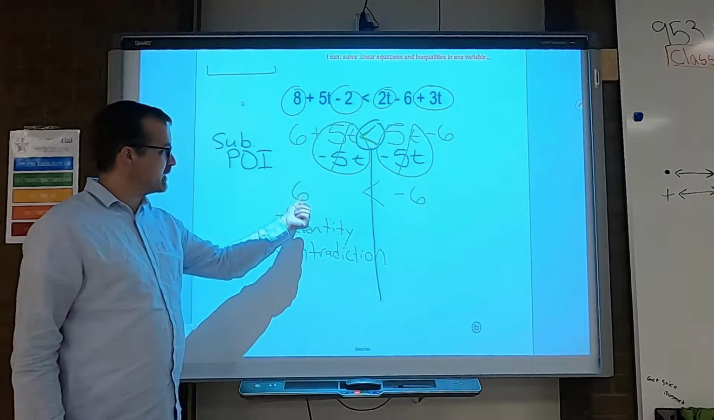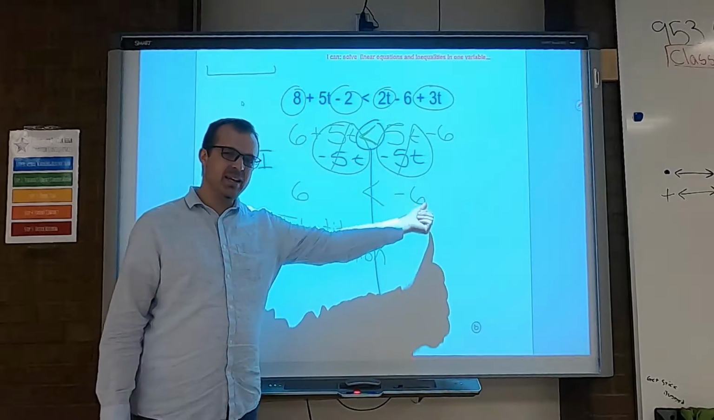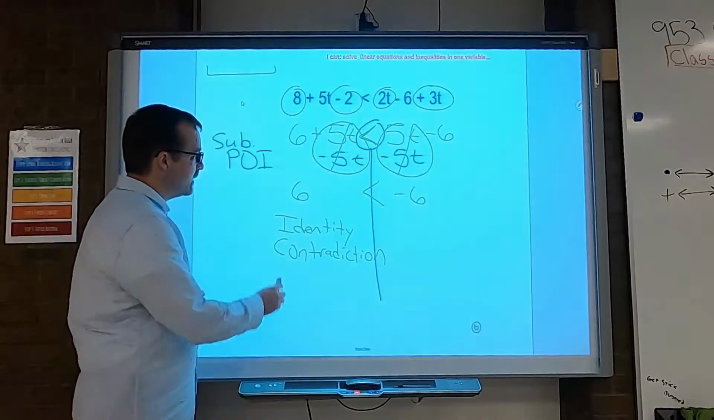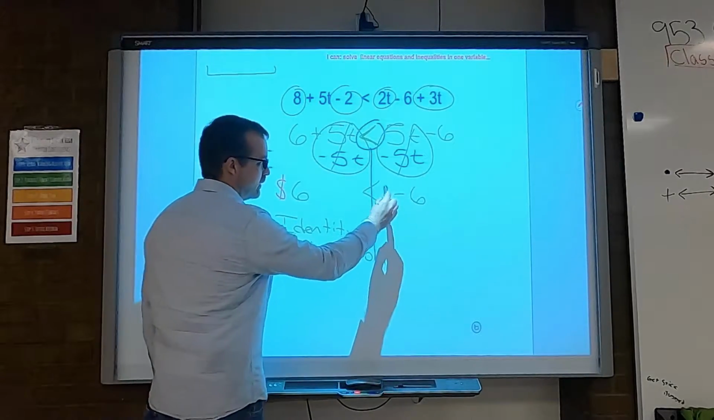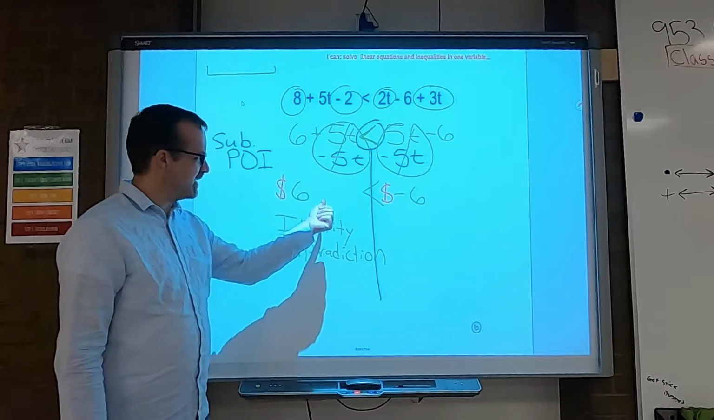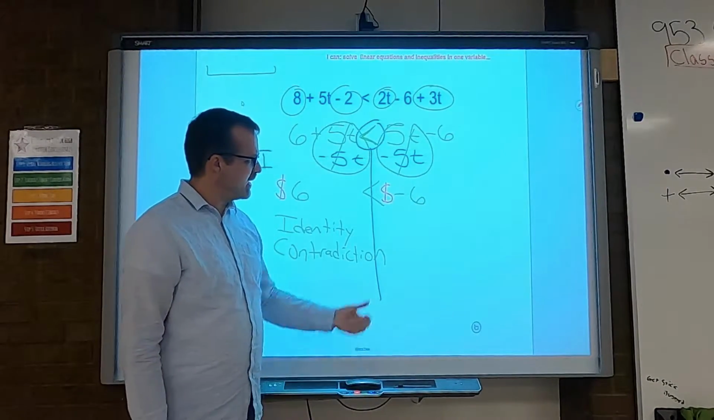Let's go take a look at this. We need to ask ourselves, is 6 less than negative 6? This is what I like to do with my students who get confused with positives and negatives. Put a money sign right there really quick. Is that true? No, $6 is not less than having negative $6. That means I owe somebody, right? So that's not what I want to do.